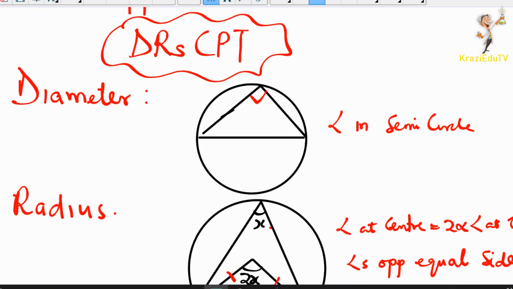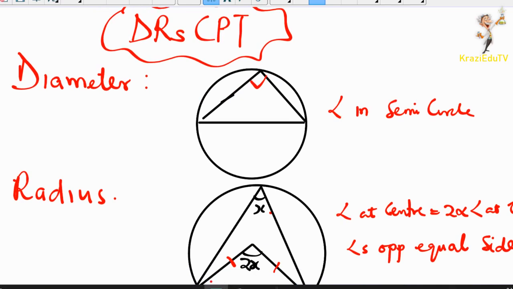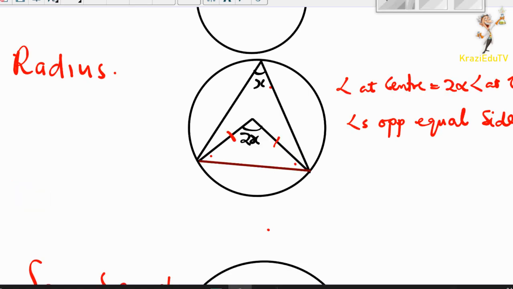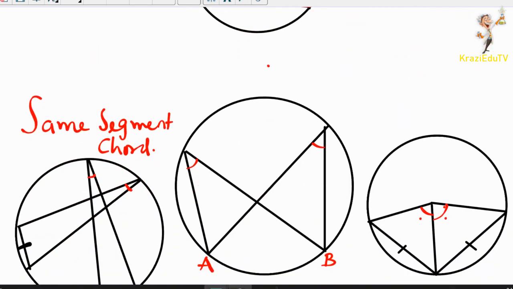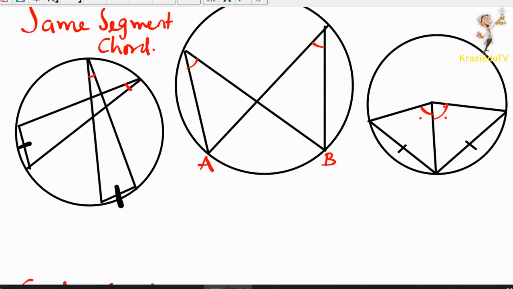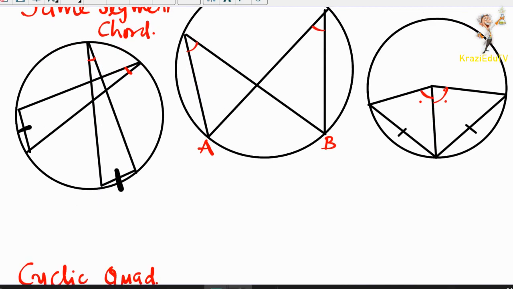So if you have your diameter, you have angles in a semicircle which is 90 degrees. When you have your radius, we're talking about angle at the center is twice angle at the circumference. Angles opposite equal sides, and the equal sides being radii. S, same segment or same chord. We drew a bit of this.